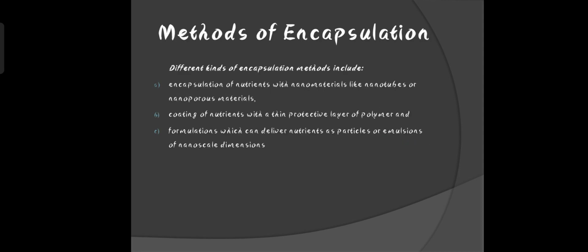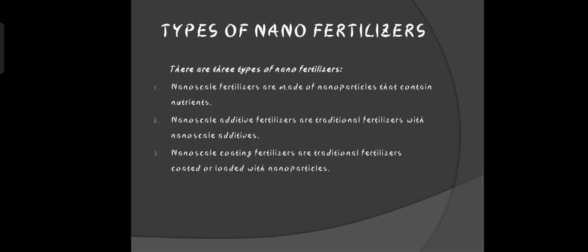Methods of encapsulation. Different kinds of encapsulation methods include encapsulation of nutrients with nanomaterials like nanotubes or nanoporous materials, coating of nutrients with a thin protective layer of polymer, and formulations which can deliver nutrients as particles or emulsions of nanoscale dimension.